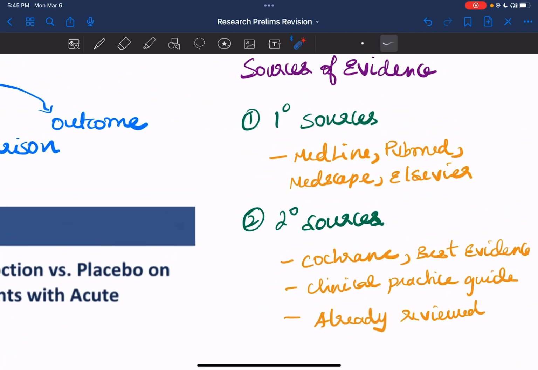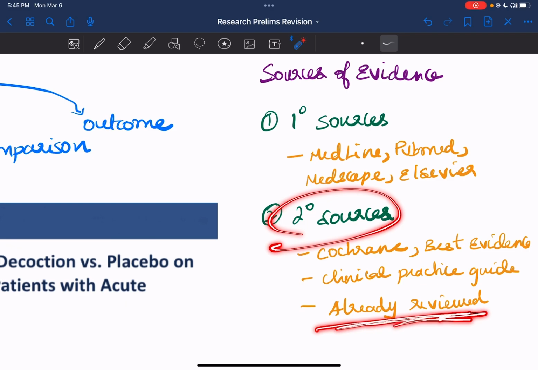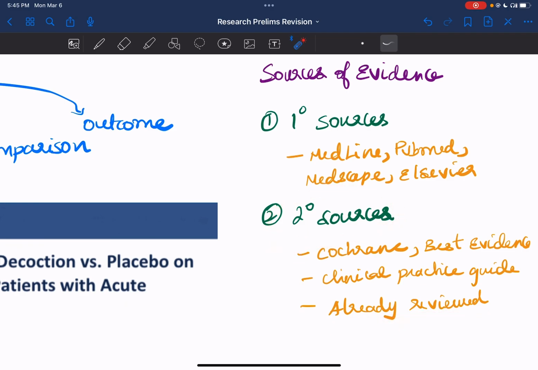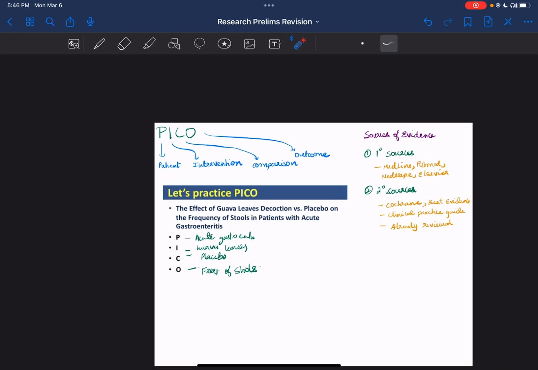Now, what are all the sources of evidence that we can refer to? There are primary sources and secondary sources. Primary sources will take a lot of time to verify and analyze because they are not yet final. But secondary sources are the ones which are already reviewed. They are already reviewed by researchers and they're uploaded in professional sites so that we can take a look at it. Now, the primary resources are Medline, PubMed, Medscape, and Elsevier. Whereas the secondary sources are your Cochrane and then clinical practice guidelines and all the other possible best evidences. Okay, so know the difference between primary sources and secondary sources. Secondary sources are already reviewed, whereas primary sources are not yet reviewed.